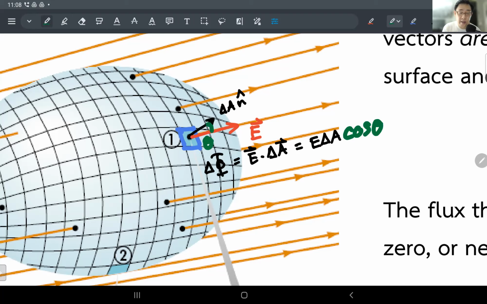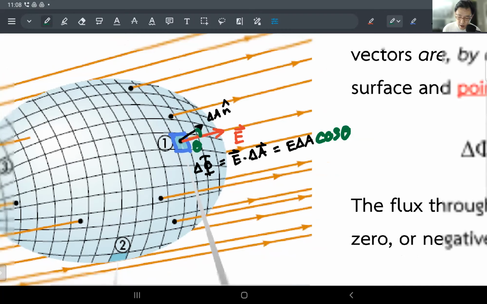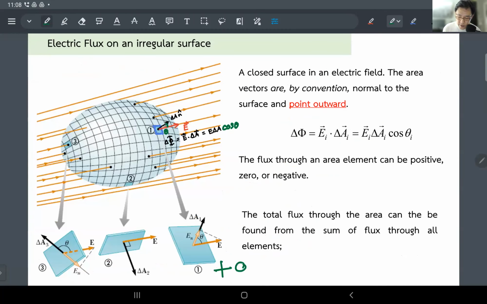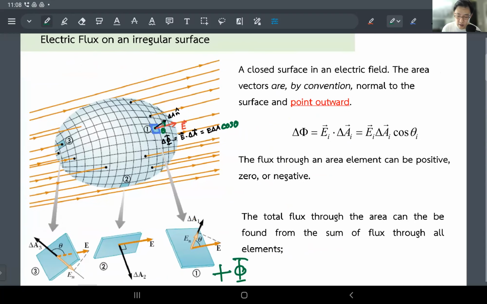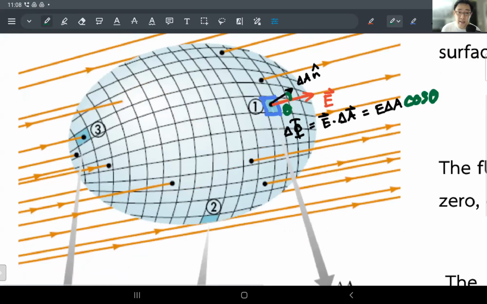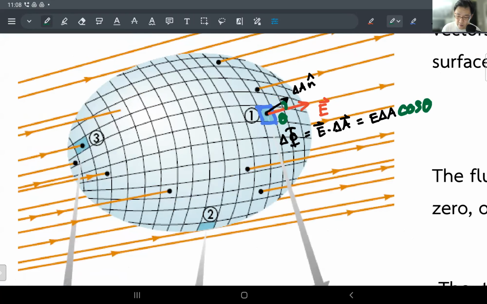However, you can see from here that theta is less than 90 degrees. Cosine of something less than 90 degrees is still positive. So you have a positive flux over here on surface number one. Does that make sense? All right, of course. Then you have an opposite case. If you focus on surface number three, which is toward the back a little bit here.